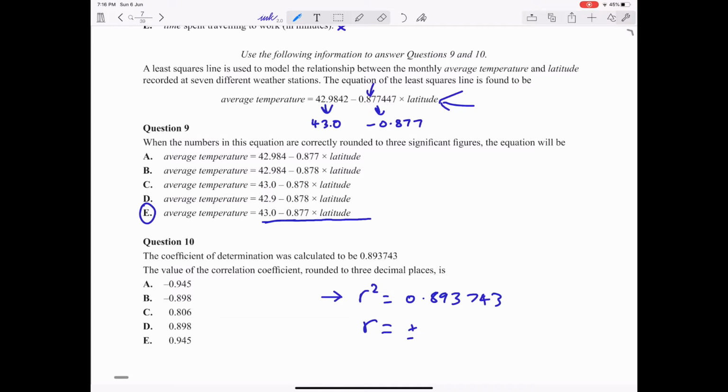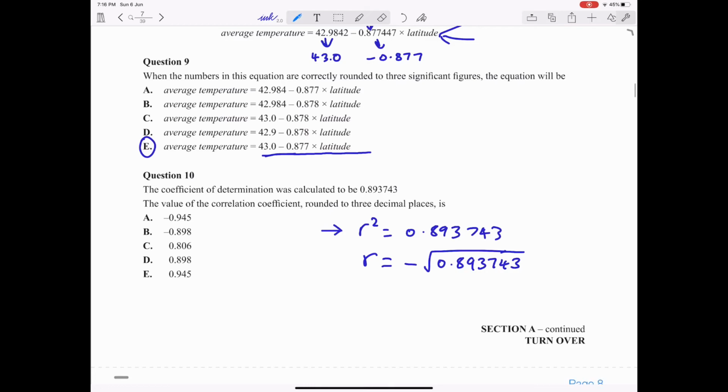So if the slope is negative, therefore the correlation coefficient will be negative. However, if the slope was positive, the value of the correlation coefficient would be positive as well. In this case, we've got a negative slope, therefore the correlation coefficient is negative. So we just do negative square root of 0.893743. Put that on your calculator, you'll get negative 0.945 rounded to 3 decimal places. So therefore A is the correct answer.